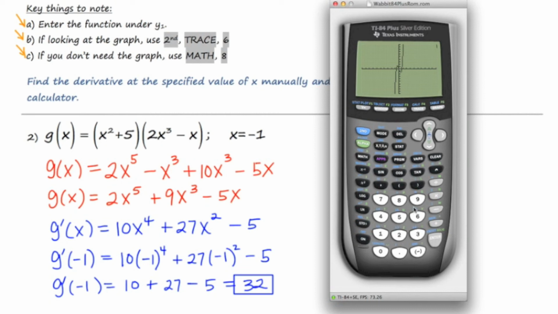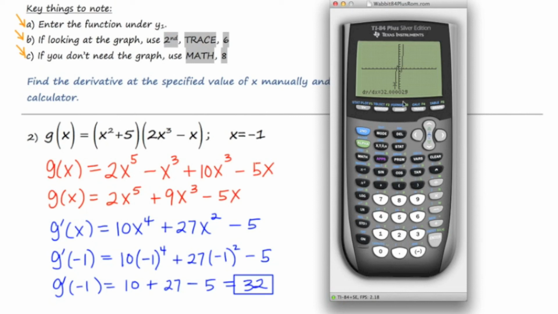And it looks like a wiggle-ish looking thing. And I want to find the derivative, or the slope of the tangent line when x equals negative 1. Now, negative 1 is on this screen. The tick mark for x equals negative 1 is right there. So to find the derivative, I could use second trace option 6, which is dy dx. It always starts off with x equals 0. You just have to redefine the x value that you want. And we want an x value of negative 1. And then you're going to press enter.